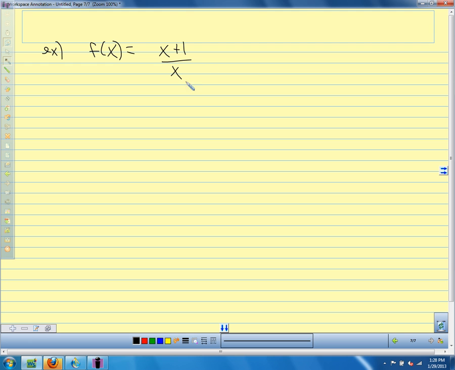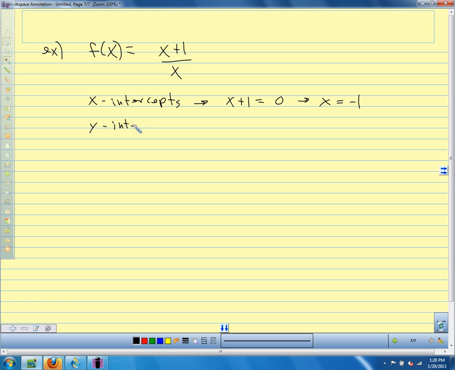So our x-intercept is where the numerator equals 0. So our x-intercept is going to be where x plus 1 equals 0. So x equals minus 1. So it's going to cross the x-axis at x equals minus 1.